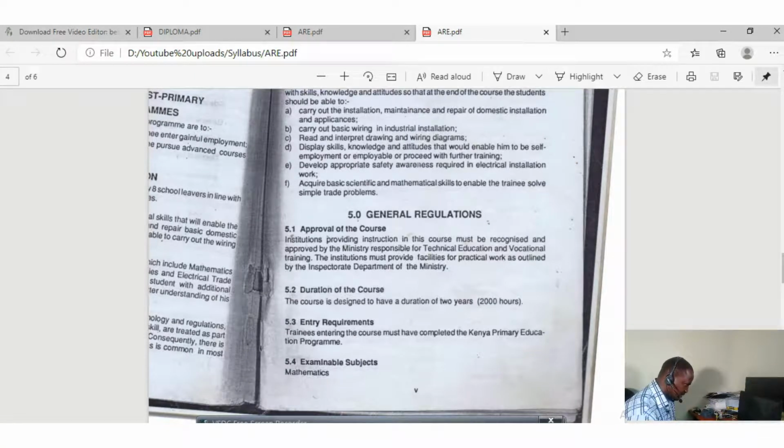What about the entry point? The entry point for this course, here are the entry requirements.